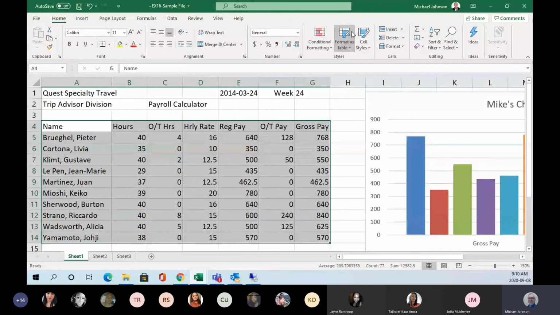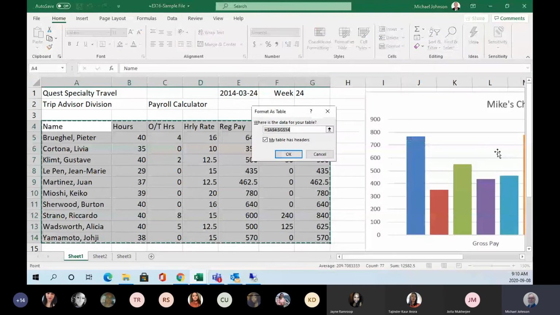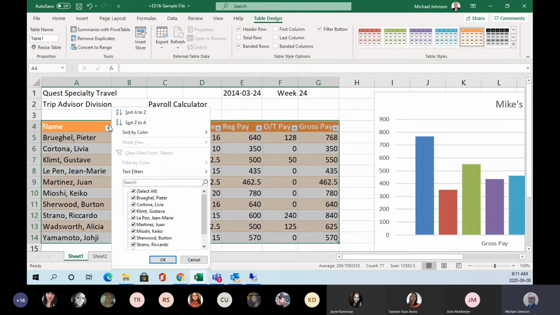So all I'm going to do is come up here to the Home tab, and there are several ways of doing this. This is the quickest. In styles, we can actually choose a table. So I can choose any design I want. I'll just choose this one in orange. Okay, it says, does your table have headers? Yes, it does. These fields, name, hour, overtime, these are the fields and they're the headers that you want to keep. So make sure that's there. Click OK. And now I can come in here and filter that information if I'm so inclined.